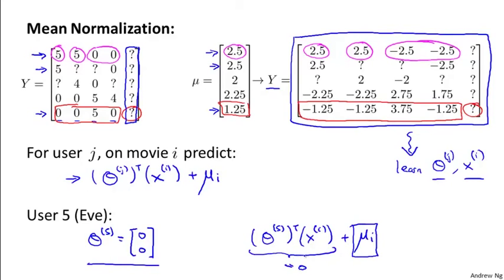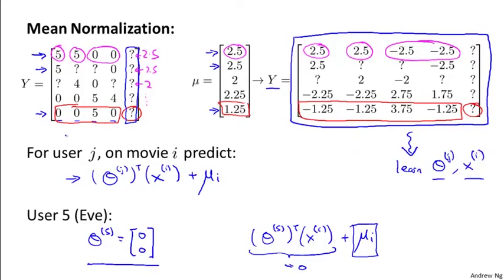And this actually makes sense. It means that on movie 1, we're going to predict Eve rates at 2.5. On movie 2, we're going to predict Eve rates at 2.5. On movie 3, we're going to predict Eve rates at 2, and so on. This makes sense because if Eve hasn't rated any movies, we just don't know anything about this new user Eve, so for each of the movies we're just going to predict whatever the average rating that those movies got.